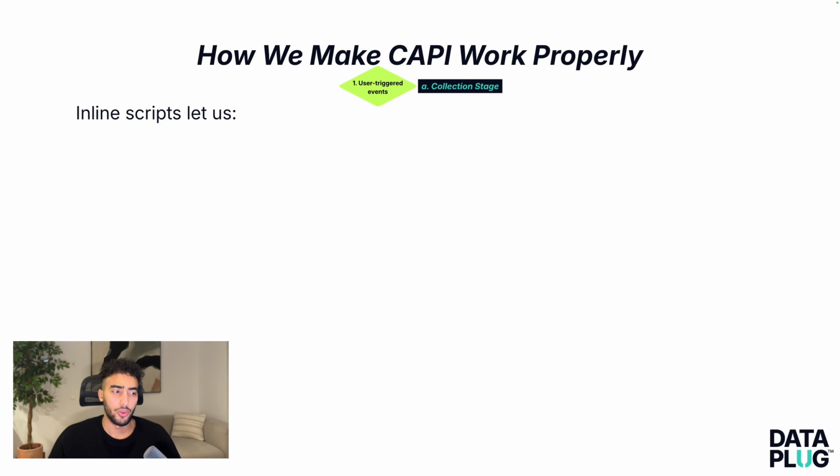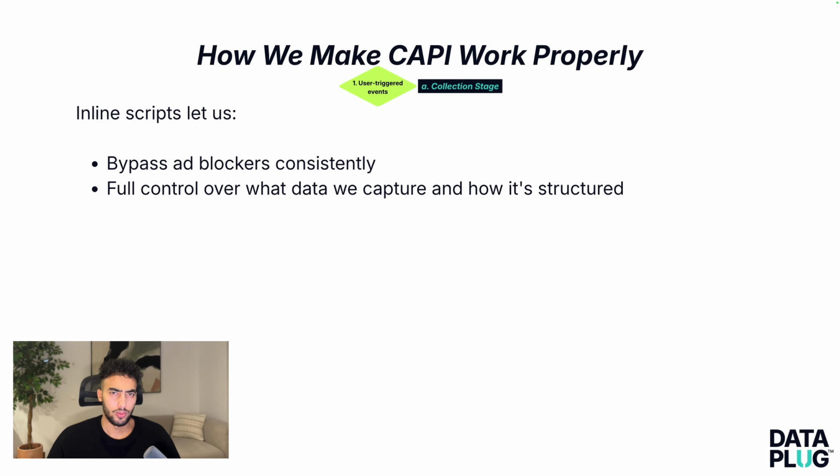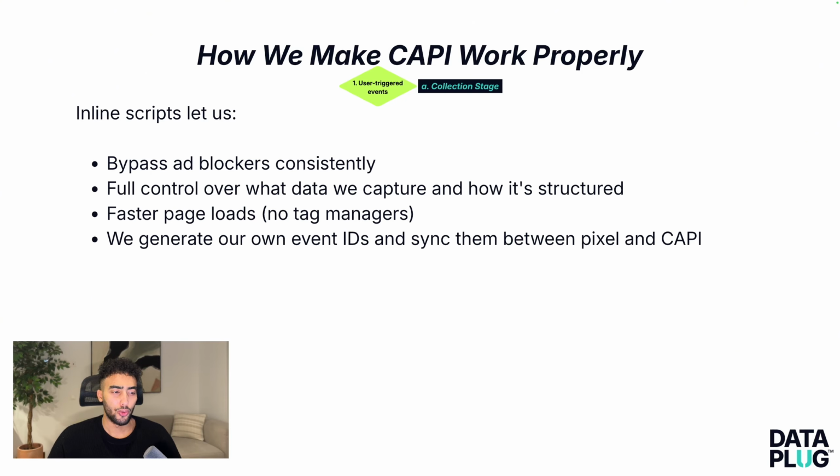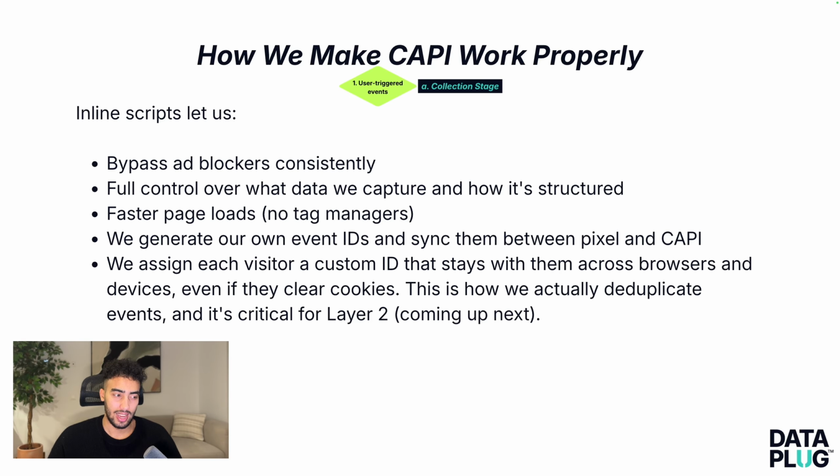And basically, the reason why we use the inline scripts is because they let us bypass ad blockers consistently because it's custom code. They give us full control of what data we're trying to capture, how it's structured. It actually has faster page loads because it's embedded directly in the funnel. And we can force generate our own event IDs and sync them between Pixel and CAPI. So there's a way lower chance, like almost never happens, that the deduplication doesn't happen.